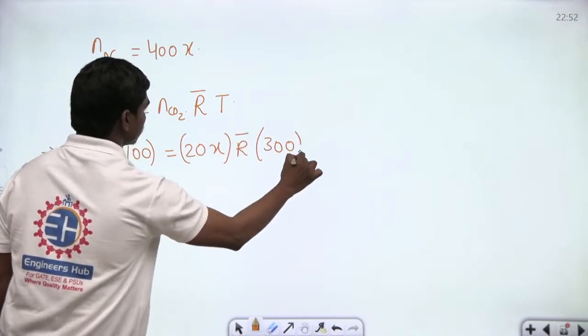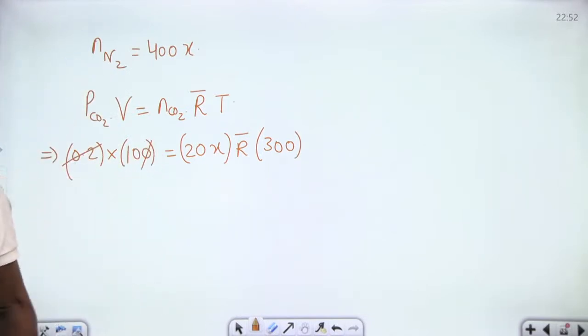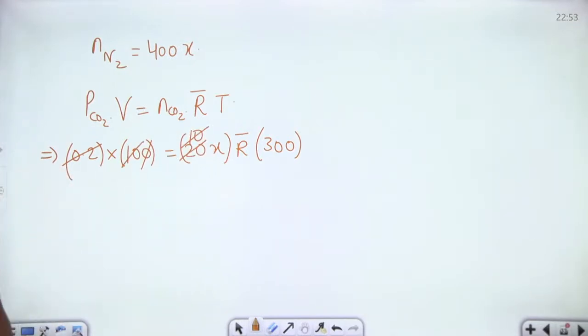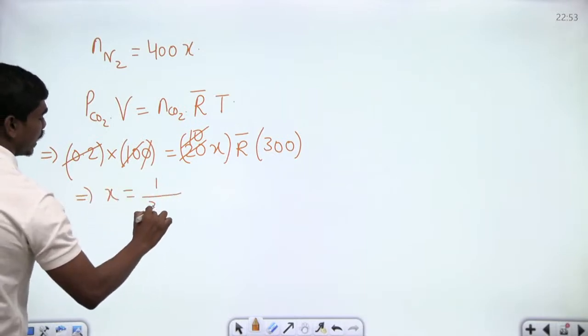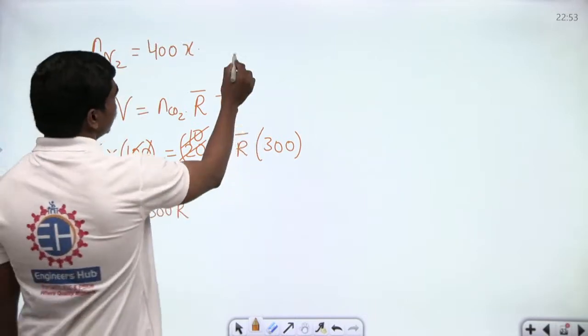Because your initial temperature is 300. So, let us calculate a few things from here. So, this 0.2 into 10 gives 2, and this is 10. So, 10 again gets cancelled. And so your X is nothing but 1 by 300 R bar. So the value of X is 1 by 300 R bar. So let us calculate this value.